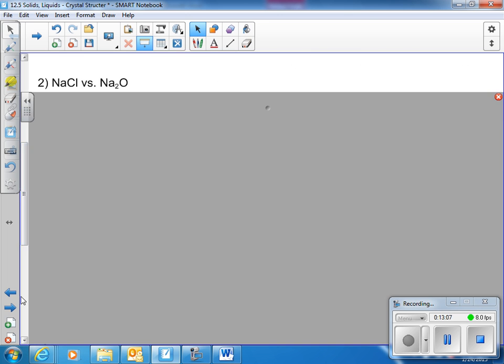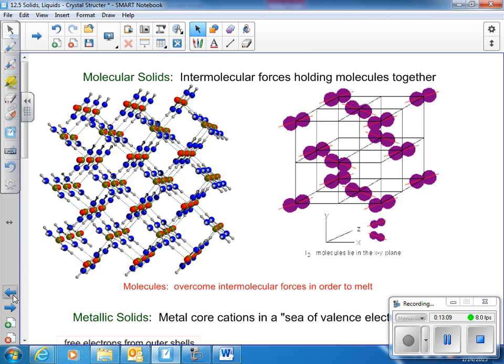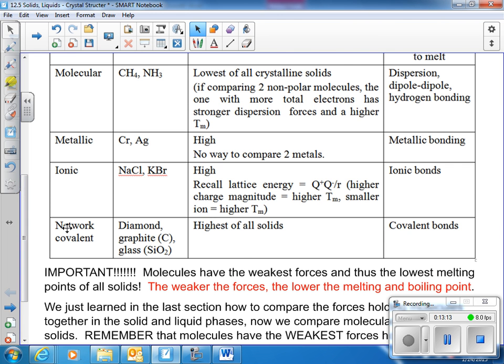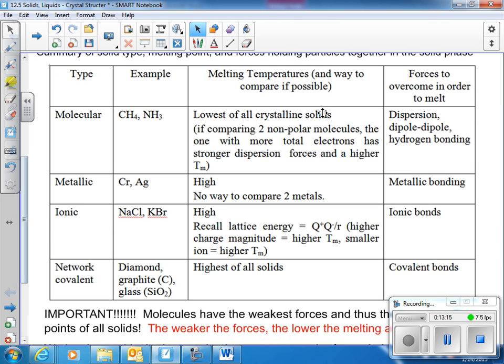When I have two ionic compounds, let's go look at the chart and see what we need to do. Ionic compounds. If we want to compare two ionic compounds, we're going to look in this column. How do we compare them? Recall, lattice energy is Q plus times Q minus over R. It's the charge magnitude over the radius. So first we'll check the charge magnitude.